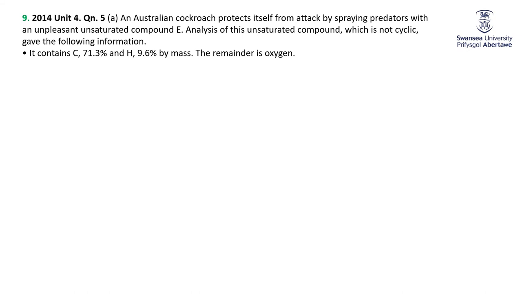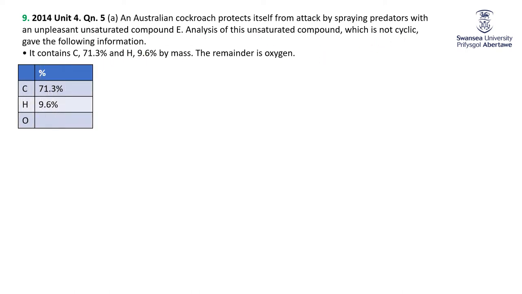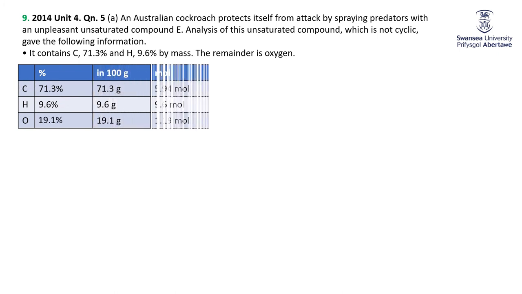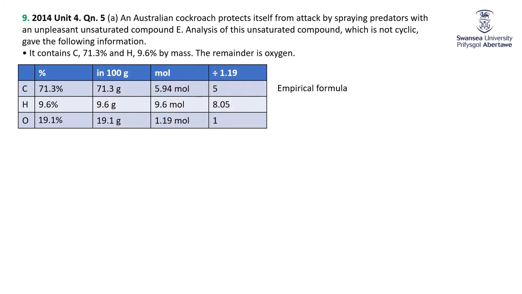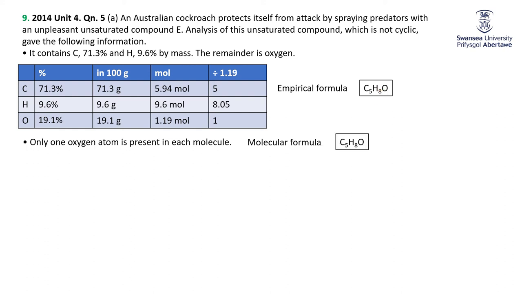An Australian cockroach protects itself from attack by spraying predators with a nasty unsaturated compound, which is not cyclic. So first thought, empirical formula: we've got the carbon and hydrogen, the rest is oxygen. Turn that into grams, turn it into moles, turn it to a ratio. There is the empirical formula, C5H8O. And we're told there's only one oxygen atom in each molecule. Well, there's one oxygen atom in the empirical formula, which must mean the molecular formula must be the same.